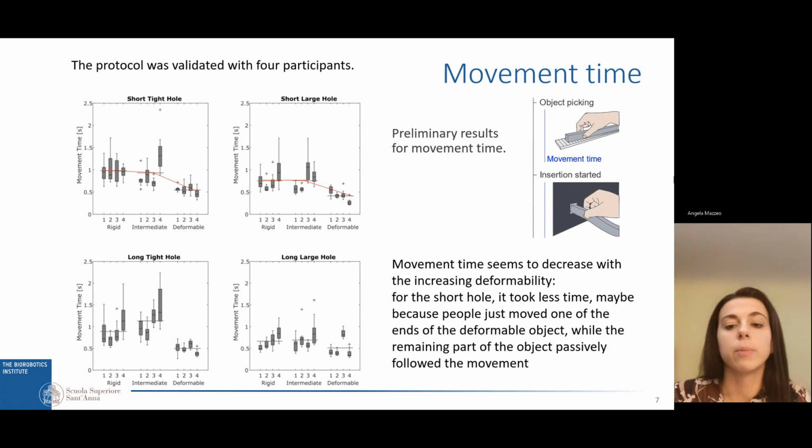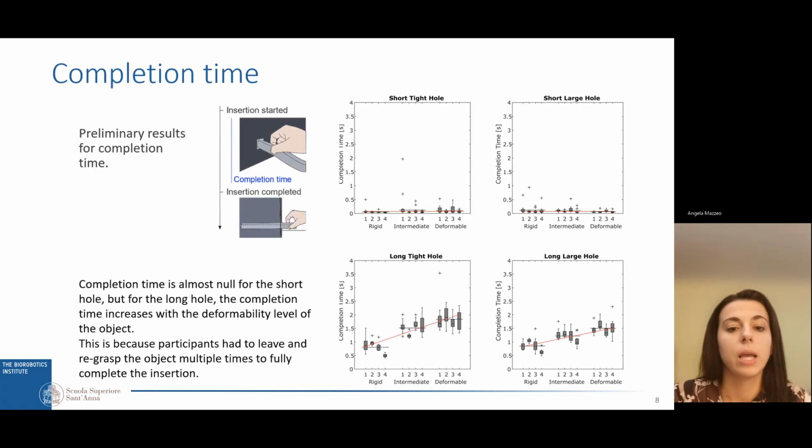In this graph, we see preliminary results for movement time, which is the time from the moment the finger lifts the object to the moment the object enters the hole. Movement time seems to decrease with the increasing deformability, especially for the short hole. In this case, it took less time, maybe because people just moved one of the ends of the deformable object, while the remaining part of the object passively followed the movement.